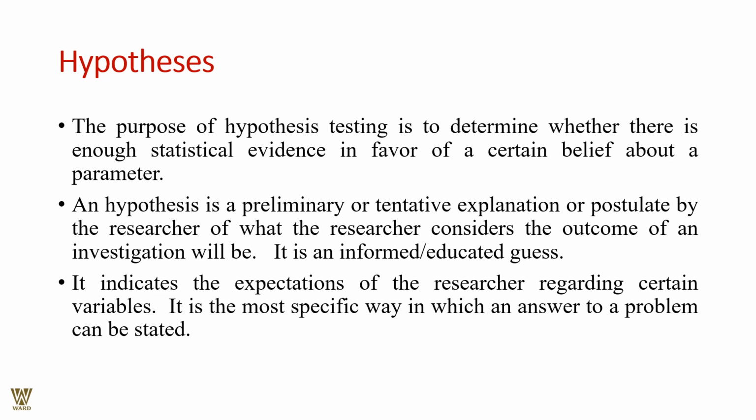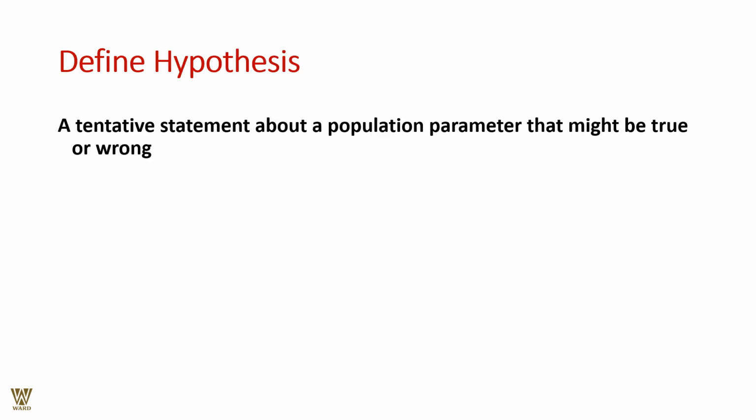But the researcher should always be ready that the particular outcome will not be achieved. In fact, the contradictory outcome can happen, and that is the beauty of the alternative hypothesis. Remember, hypothesis is nothing but an informed and educated guess. It indicates the expectation of the researcher regarding a certain variable. It is the most specific way in which an answer to a problem can be stated. So define hypothesis: a tentative statement about a population parameter that might be true, that might be wrong.